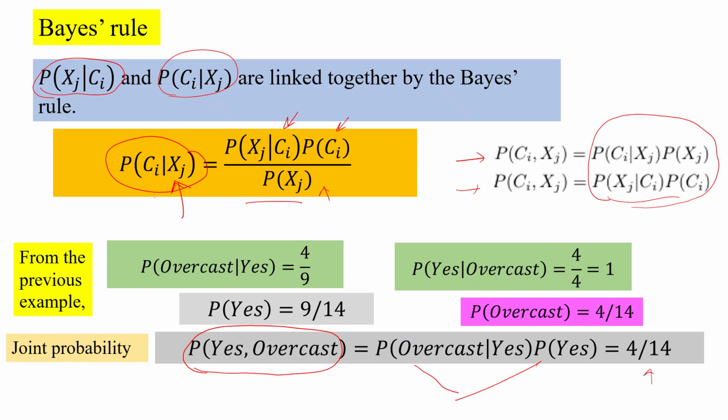Okay, P(yes, overcast), and if we wanted P(no, overcast), then because P(overcast given no) was 0, we would get a 0 value. So now we see how these two conditional probabilities are linked using the Bayes rule. Okay, we are simply working out simple examples to clarify the concept.